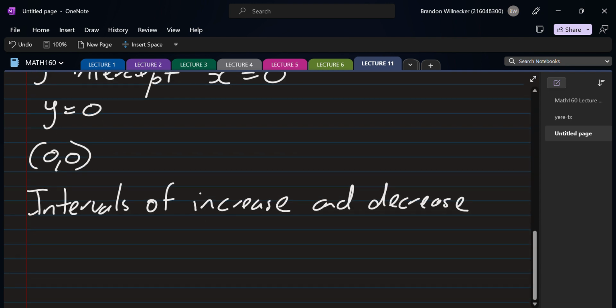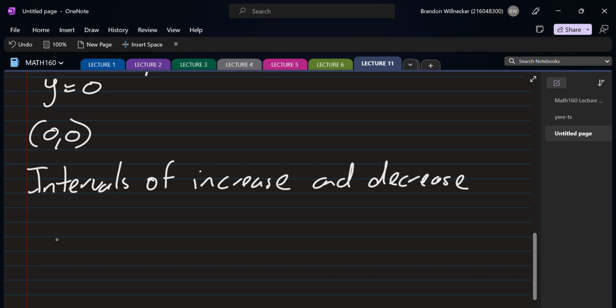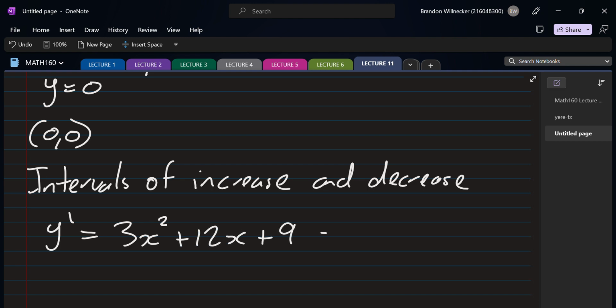Okay, and again, once we have these intervals, we can find out what those turning points are all in one go. So the turning points, as well as these intervals, we can do it all at once. Okay, so y prime, we need to know what the derivative is, or what the gradient is. That's going to be 3x squared plus 12x plus 9, and we set it to 0. Right, that's the usual thing.